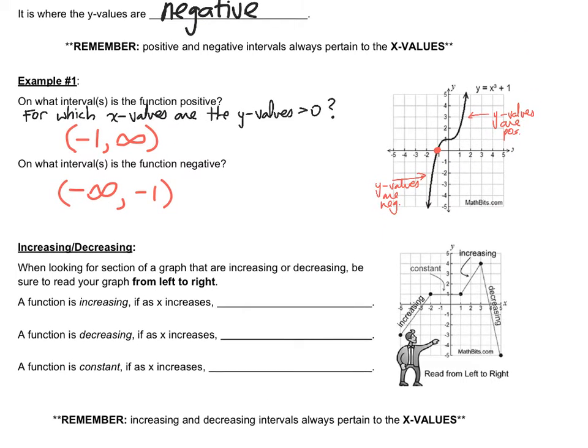Now, a function is increasing or decreasing depending on its slope. Increasing means positive slope. Decreasing means negative slope. The visual way of making that determination is just to look at your graph and read it from left to right. If it's going uphill, as you read it from left to right, it's increasing. If it's going downhill, it's decreasing. If it's a flat line, then it's constant. A function is increasing if as x increases, y increases.